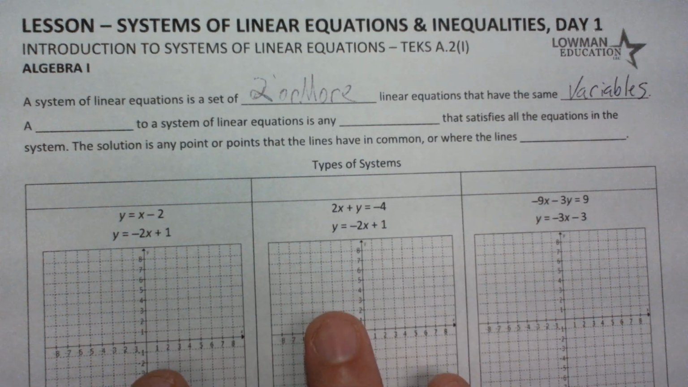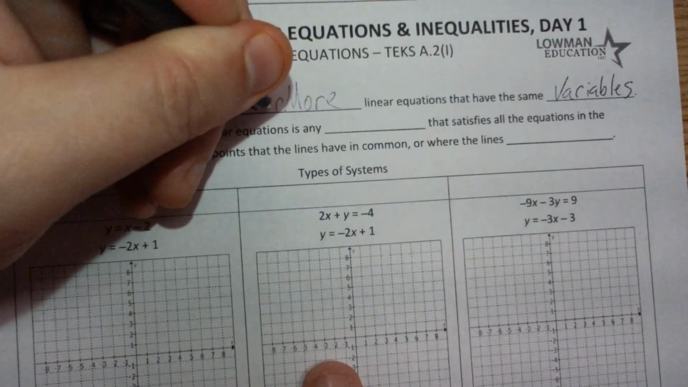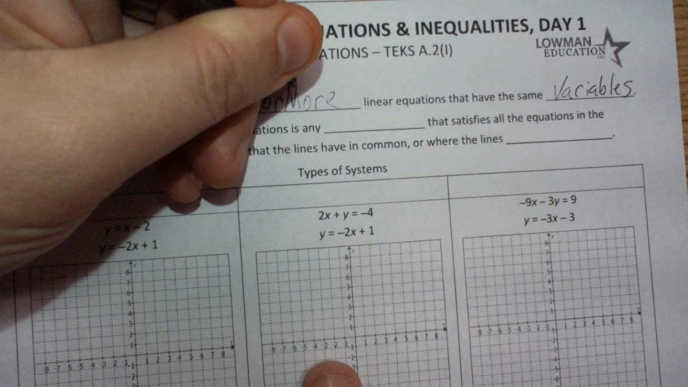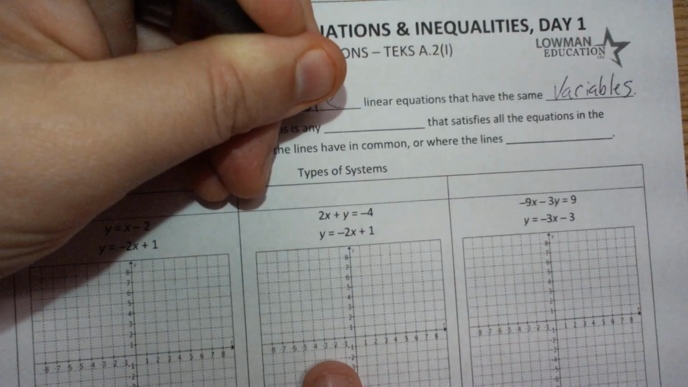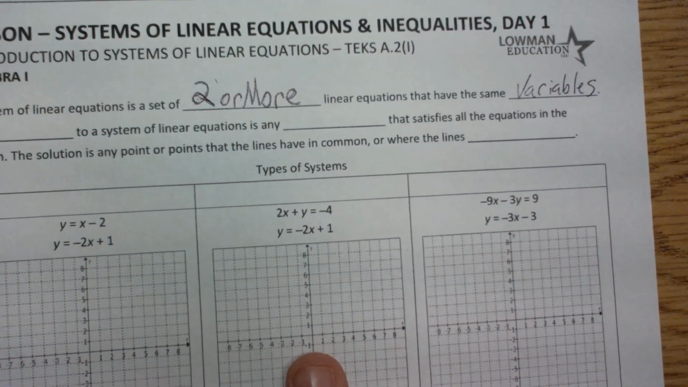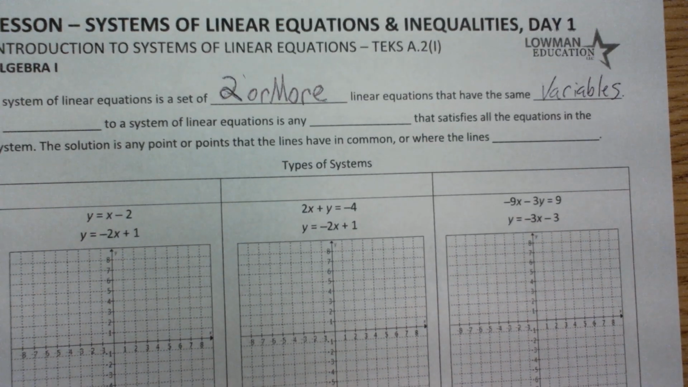Okay, we're going to be looking at systems of linear equations. When we talk about a system, that's two or more lines, basically, that go together, or two or more equations that have the same set of variables. So basically, they both have an x and a y, in other words.